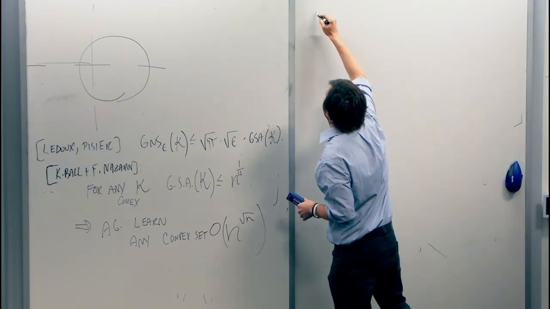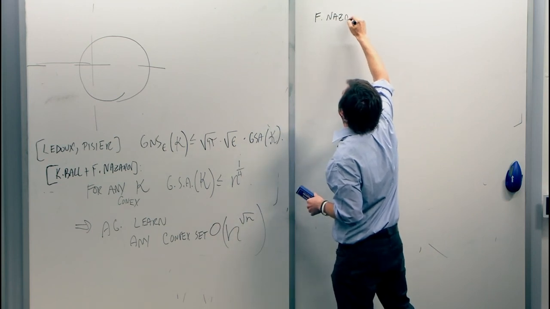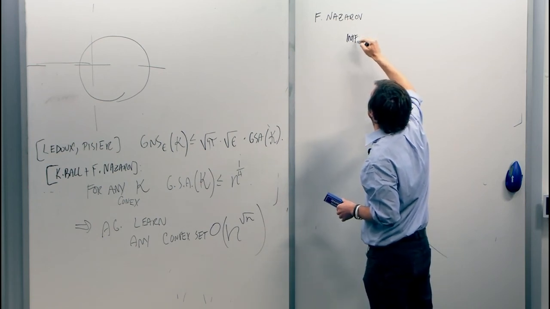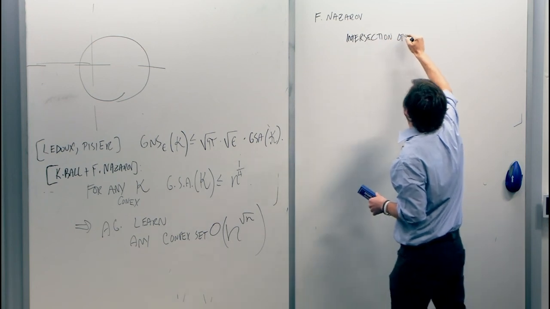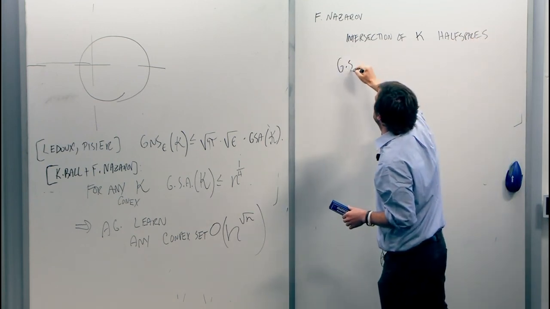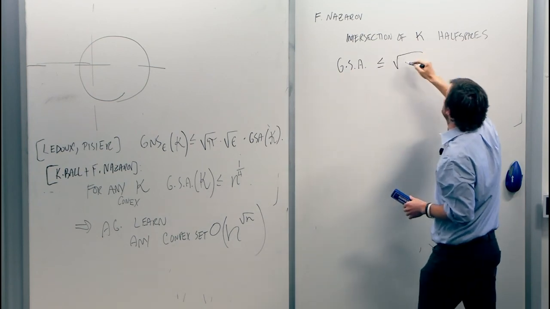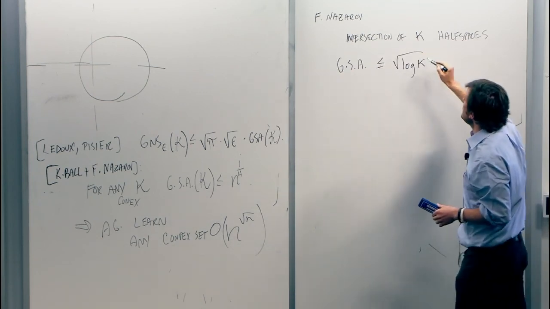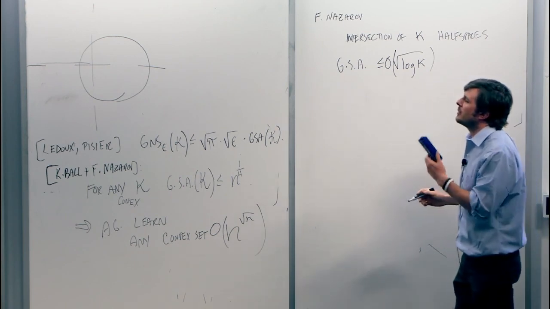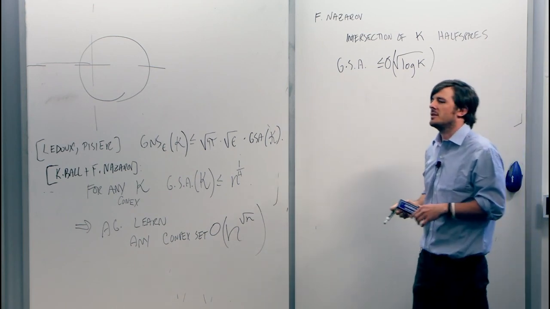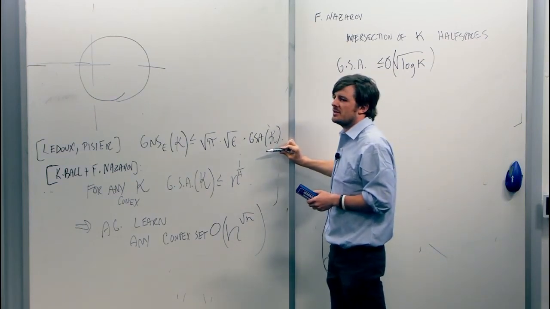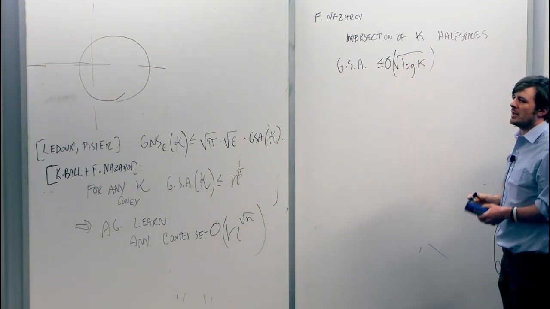And then also there's a result due to Nazarov that says, and this is very interesting, that if you have the intersection of K half spaces, the Gaussian surface area is at most some constant times square root of log K. Remember when we were using the union bound to bound the Gaussian noise sensitivity of an intersection of K half spaces, you got something that depended on K. If you use this fact about Gaussian surface area, you get something that depends on root log K.